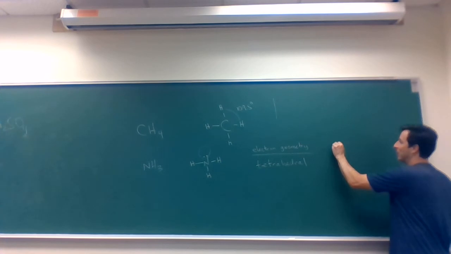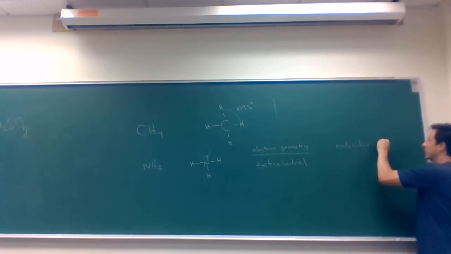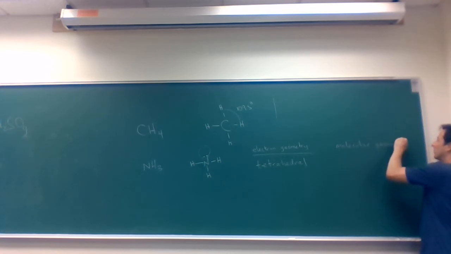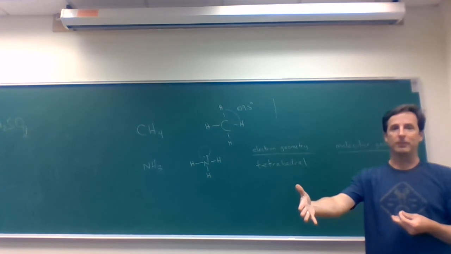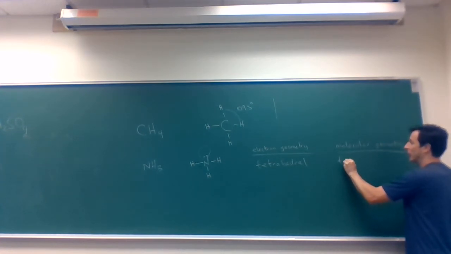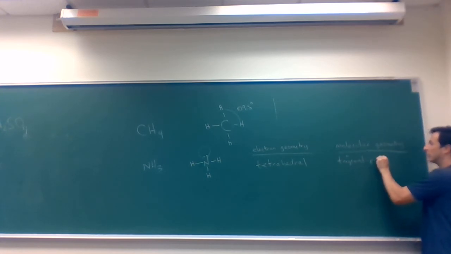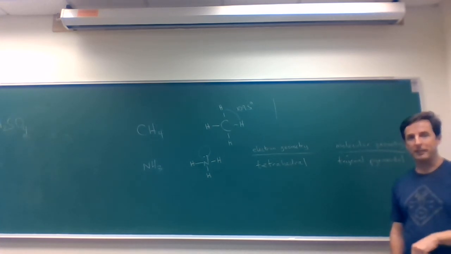We call this the molecular geometry. It's the one that you get when you take the lone pair off and look at what remains. This one's going to be called trigonal pyramidal. It's a pyramid with a triangular base. Okay?